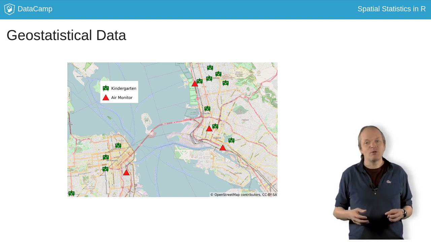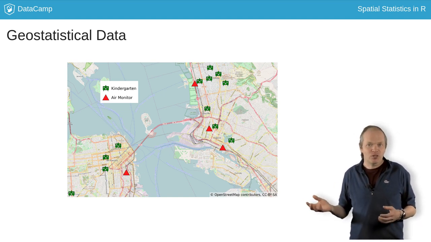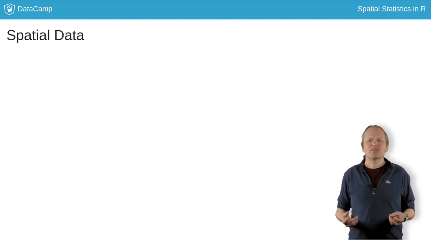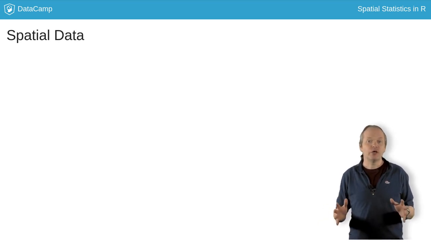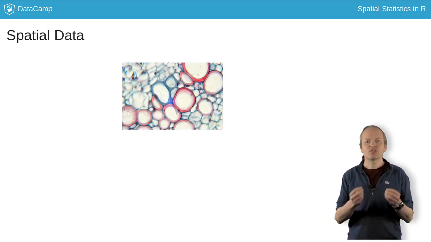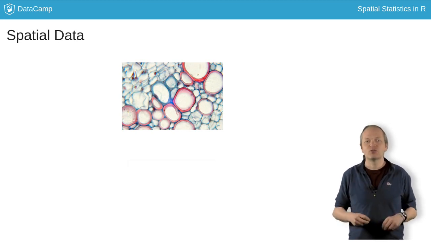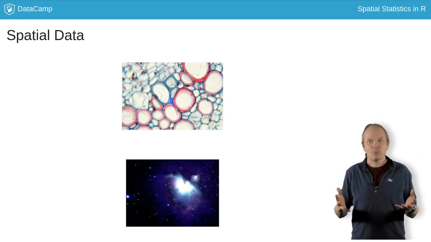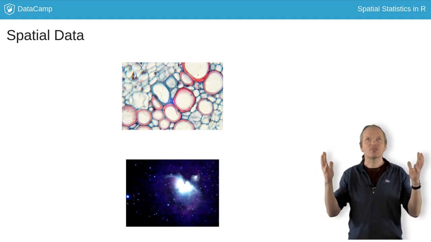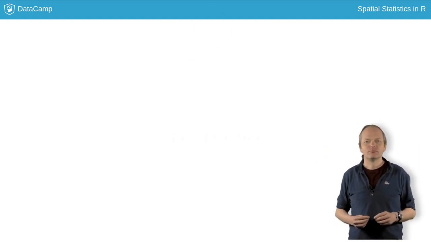Geostatistical theory came mostly from mining and oil exploration, but spatial statistics doesn't have to be limited to data on or in the Earth. It can be used to study the microscopic too, such as the pattern of cell formations in tissues, or the cosmic, to test hypotheses about the distribution of galaxies in the universe.